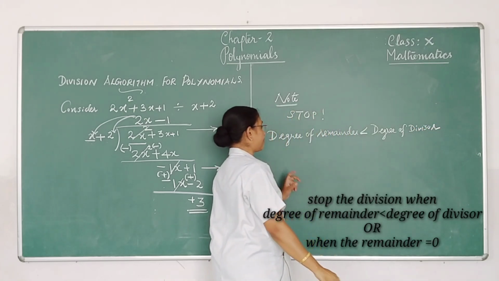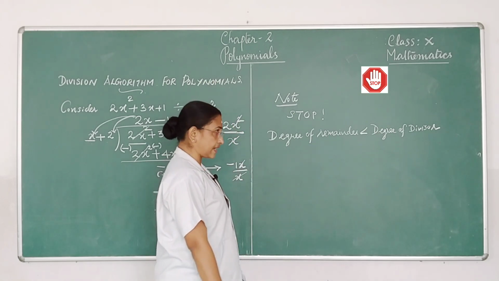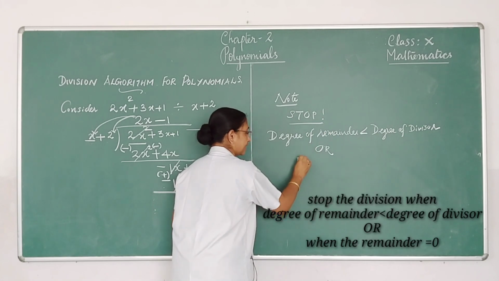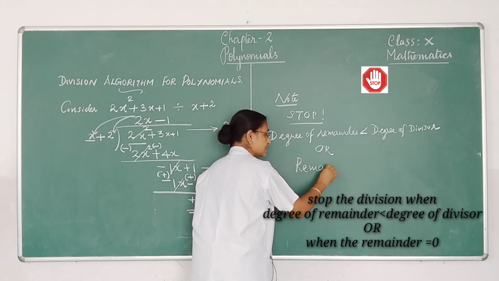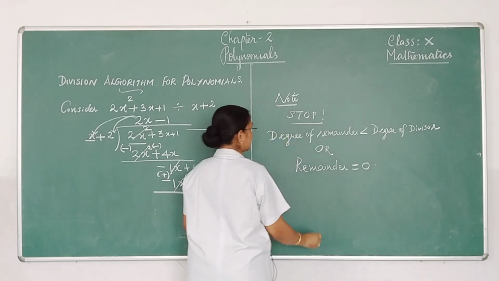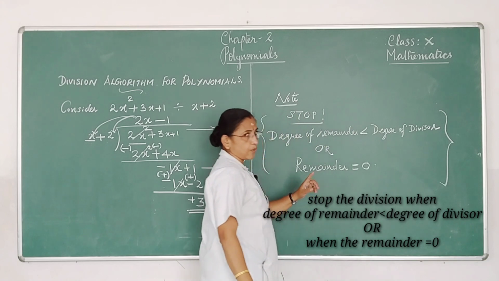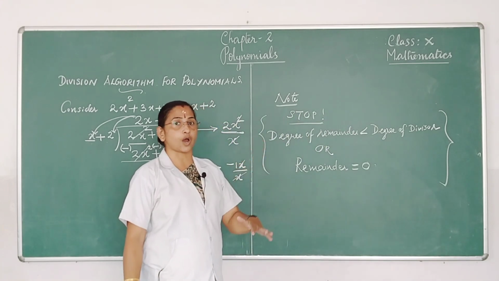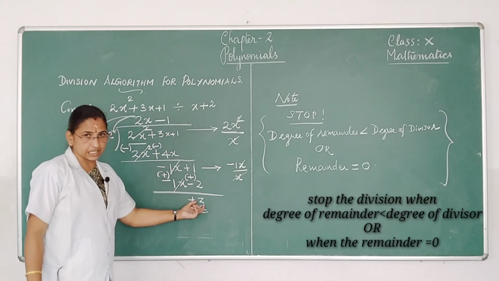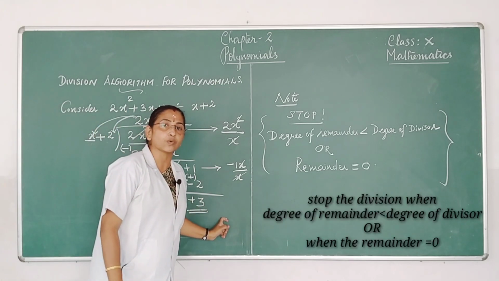You need to stop when the degree of the remainder is less than the degree of the divisor, or when the remainder is equal to 0. So remember this: while doing the division of polynomials, you need to stop when the degree of the remainder is less than the degree of the divisor or when the remainder becomes equal to 0.